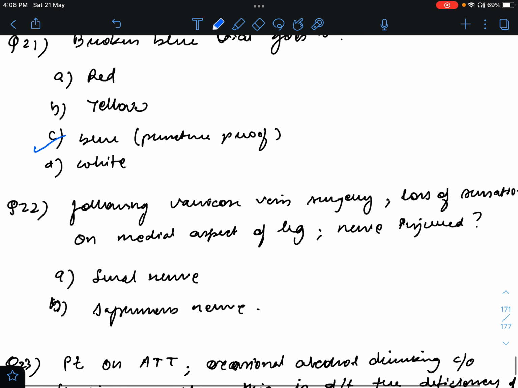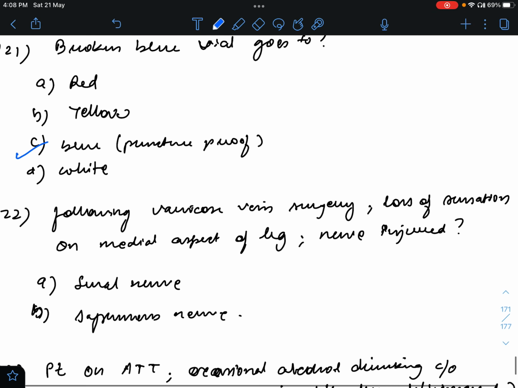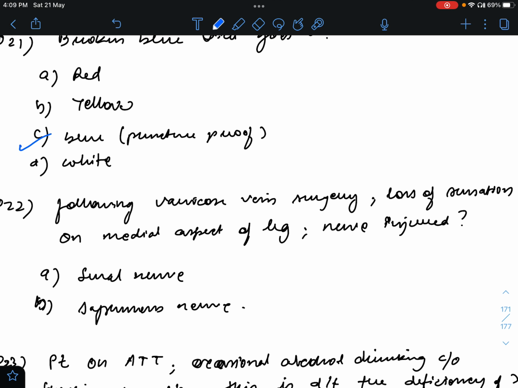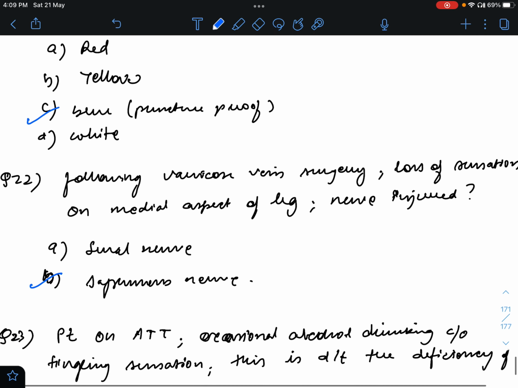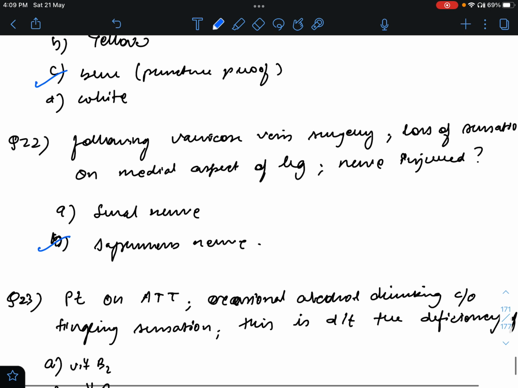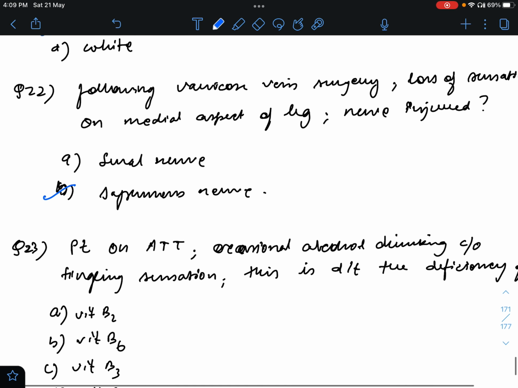Another question was, following varicose vein surgery, loss of sensation on the medial aspect of the leg, which nerve is injured? On the medial aspect of the leg, if there is loss of sensation, then the injury has to be the saphenous nerve. The saphenous nerve is usually injured in greater saphenous vein surgery if stripping is done below the knee, and you will get sensation loss on the medial aspect of the leg.